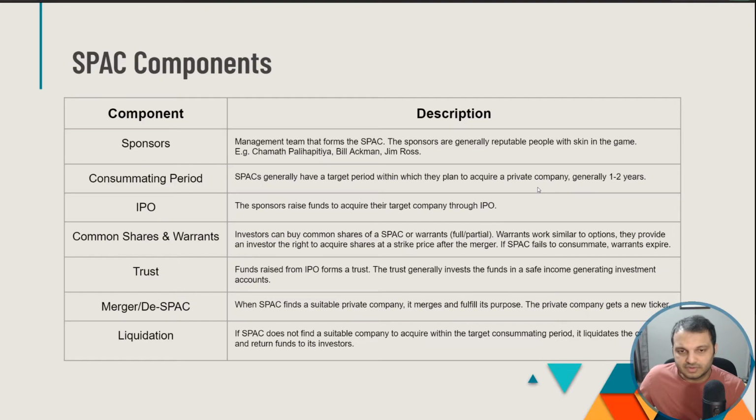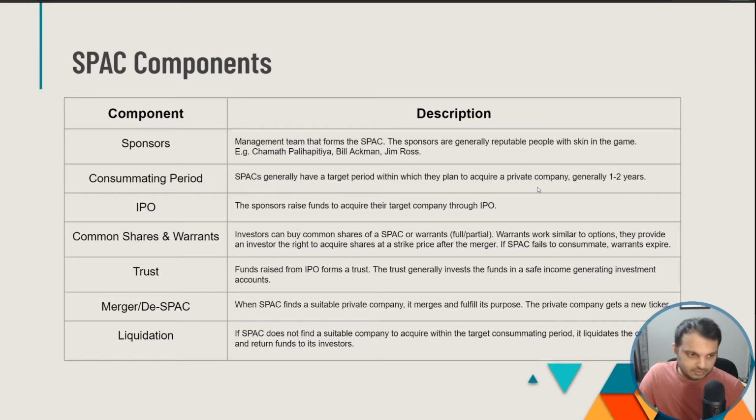Okay, let's go over the components of a SPAC. Sponsors. From our example, Bill Ackman, or Will Ackman, whatever you want to call him, is a sponsor or the management team. Reputation is very important in a SPAC. If you're a nobody, no one knows who you are, chances are no one is going to buy your shares when you do an IPO. So that's not going to work. Consummation period: you generally have a certain amount of time to find a company and make a deal. If you can't, you have to return the money.